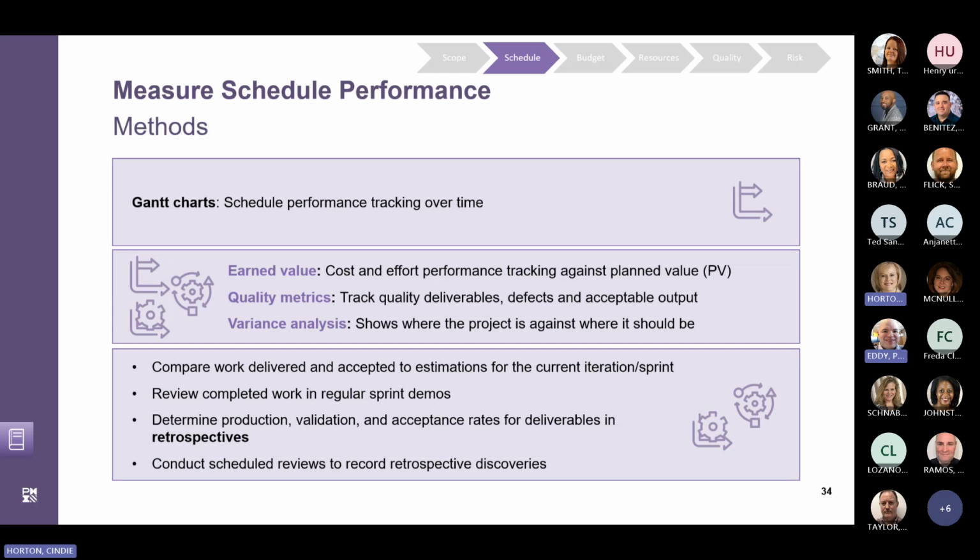In agile approaches, schedule progress, or how well the project is progressing in terms of meeting the schedule, is evaluated by comparing the total amount of work delivered and accepted with the estimates of the work to be completed for the current period. This can be done by reviewing the completed work in the regular sprint demos, determining the rate at which deliverables are produced, validated, and accepted in the given time per iteration, and conducting scheduled reviews to record lessons learned, also known as retrospectives, for correcting and improving processes.